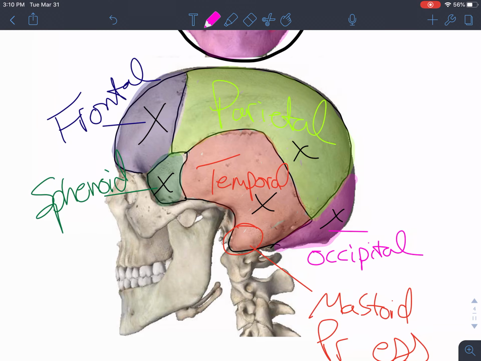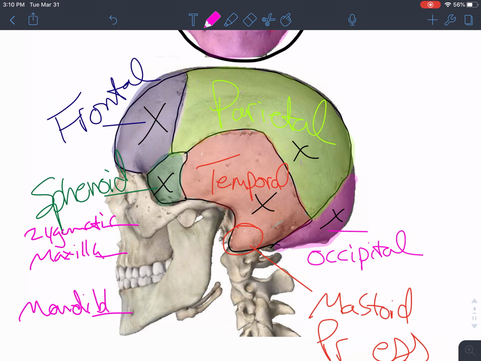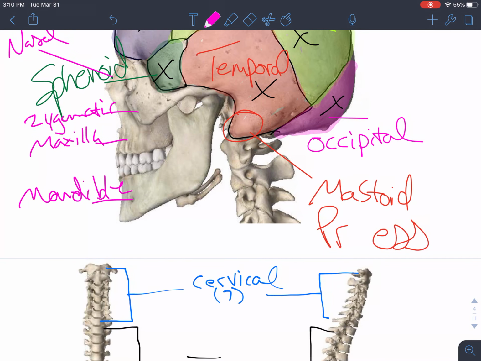then you could go ahead and go through and do, right, so maxilla, zygomatic, mandible, and then don't forget about the nasal. All right. Oh, and something a little extra credit. This right here. So just a little extra credit.